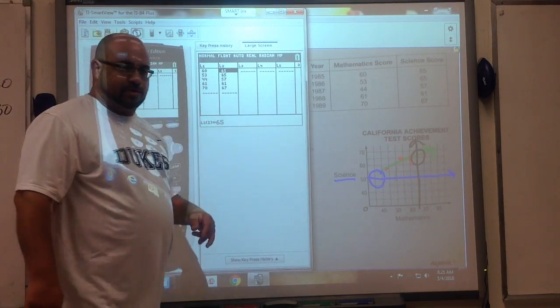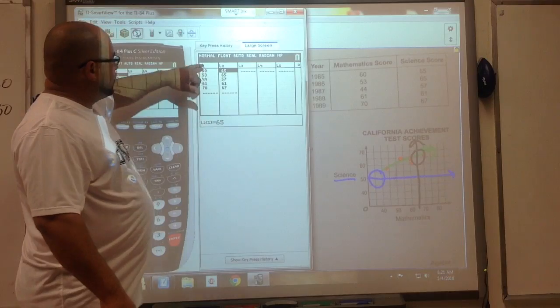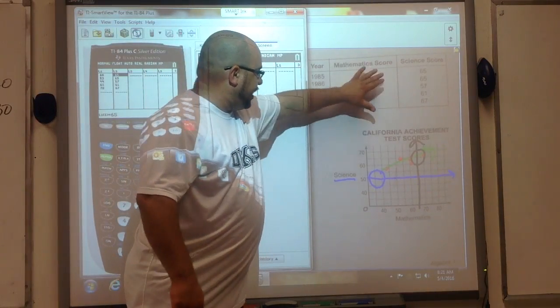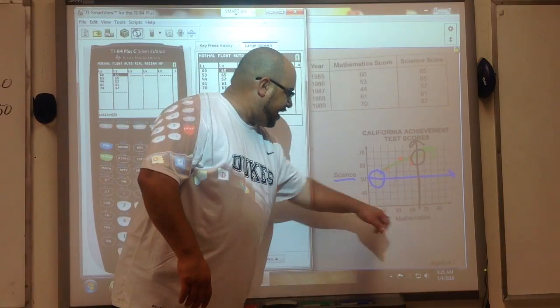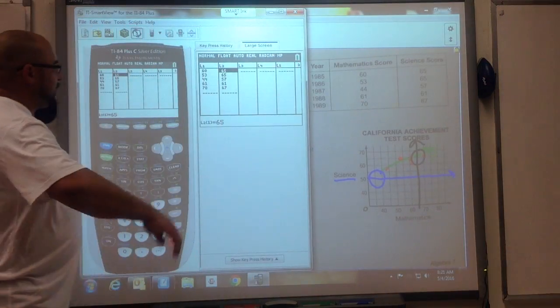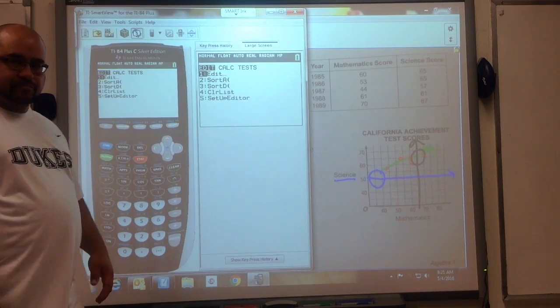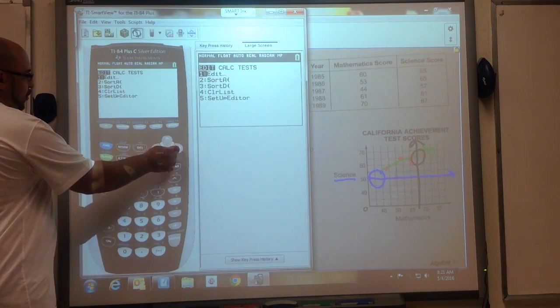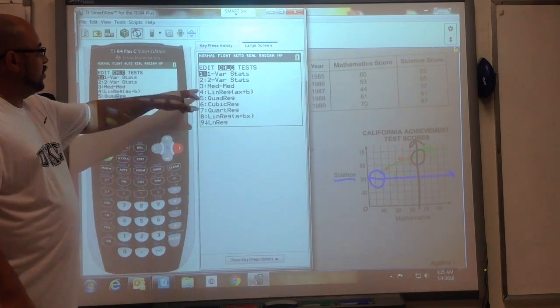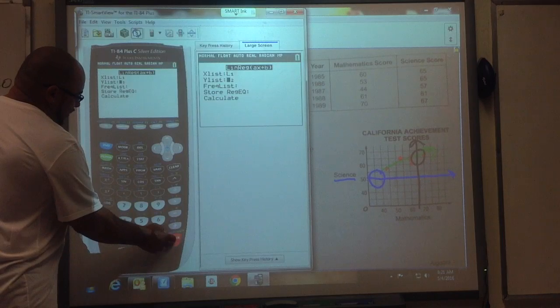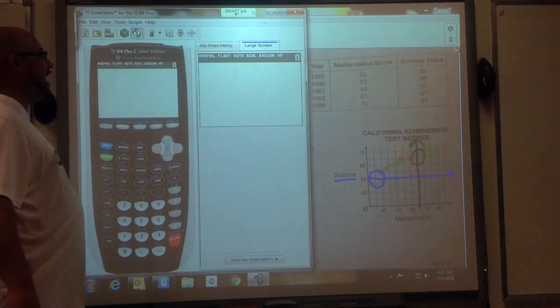Now that you have put the 2 columns in, you should have your first column and second column. We're not using the years. We're just using the X and the Y. You notice mathematics is X and science is Y. Once you have put this in, you can go ahead and hit stat again. After you hit stat, go over to calc, and we're going to do number 4, linear regression. So you hit 4, and then you hit enter.